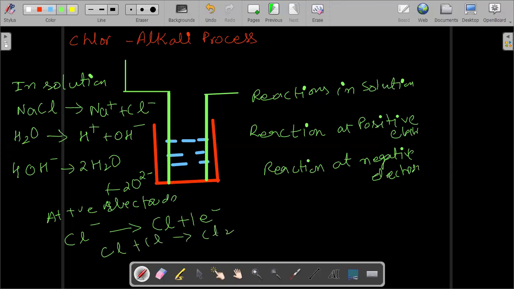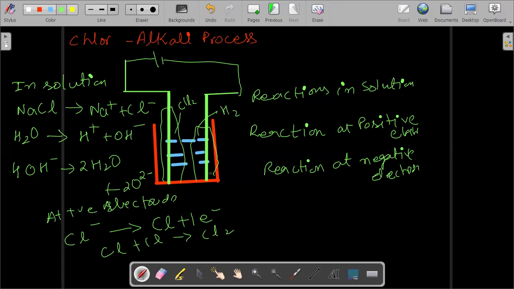So at the positive electrode, whichever electrode is connected to the positive terminal of the battery, here this electrode is connected, so here I will have the evolution or formation of chlorine gas, Cl2. And here in this first one, I will be getting hydrogen gas.